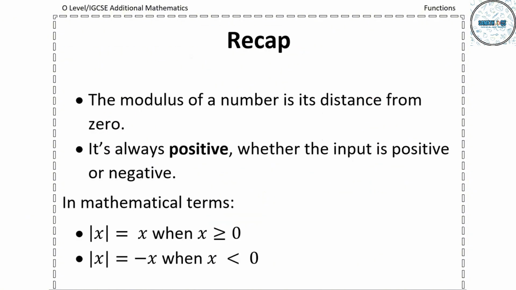A quick recap. The modulus of a number is its distance from 0. It's always positive, whether the input is positive or negative. In mathematical terms, we can write absolute of x is equal to x when x is greater than or equal to 0, and absolute of x is equal to minus x when x is less than 0. That's a wrap on modulus function questions. Remember, solving these requires careful case-by-case consideration based on the definition of absolute value.